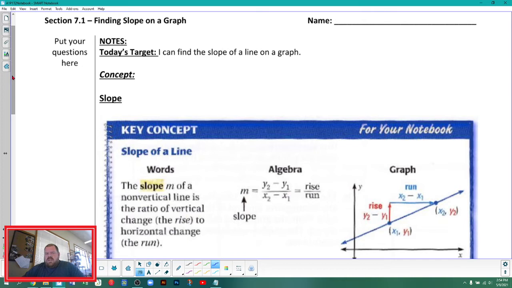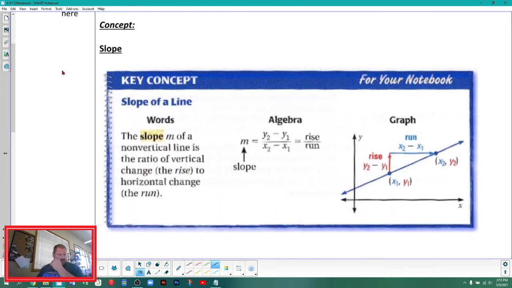So in section 7.1, we're looking at finding slope on a graph. This entire unit is going to be about finding slope, and today is going to be specifically if we're given a graph. Okay, so let's just take a quick look, and this is going to sort of identify the concept for us. And the idea is slope. For some reason, mathematically, we use the letter m to denote the slope, but it says that the slope m of a non-vertical line is the ratio of the vertical change, what we call the rise, to the horizontal change that we call the run.